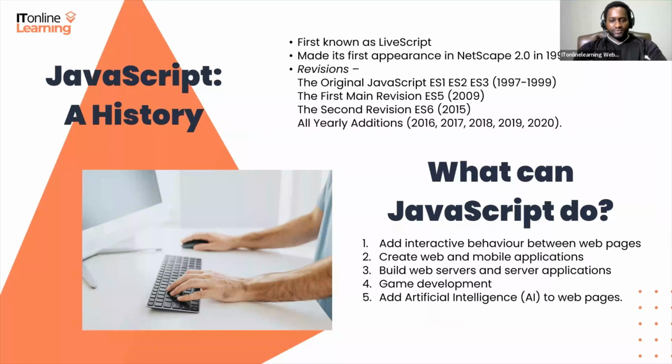We have various revisions of JavaScript that have occurred over the years. The original JavaScript, which came in the form of ES1, 2, and 3, were available between the years of 1997 and 1999. The first main revision, ES5, came about in 2009. The second revision, ES6, in 2015, and thereafter there have been additions between the years of 2016 and 2020.